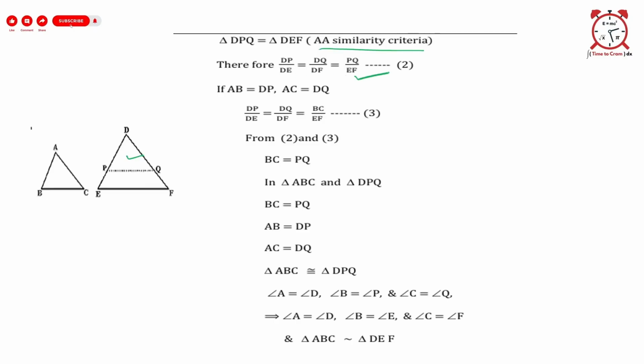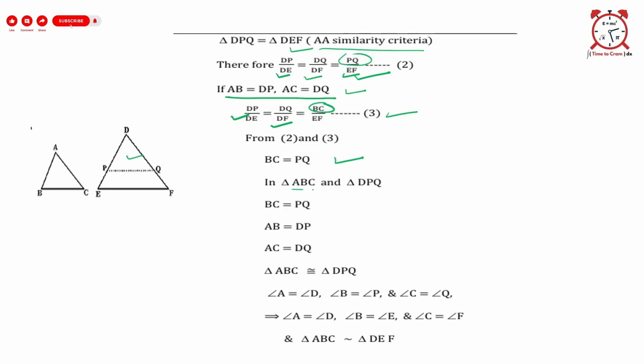So we can write the ratio for both the triangles. This is the ratio for that, but this is our supposition in the beginning by construction. Now again we can see that DP by DE, DQ by DF, and PQ by EF, by this similarity criterion, this we found, and this is our result from the given. So from this you can see that BC equal to PQ, because all the other parts are equal. So we can prove BC equal to PQ.